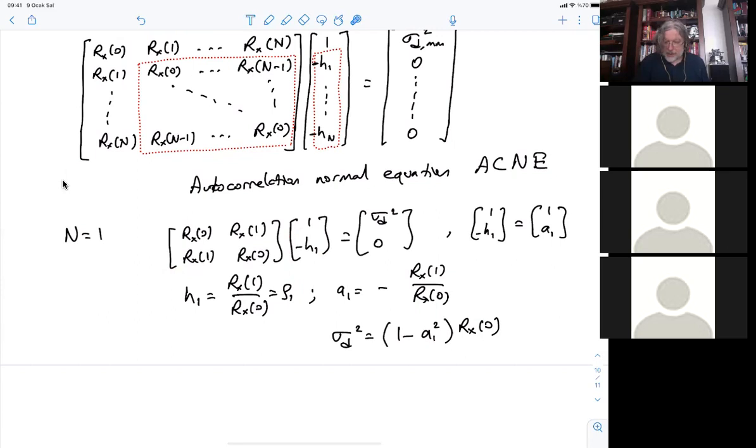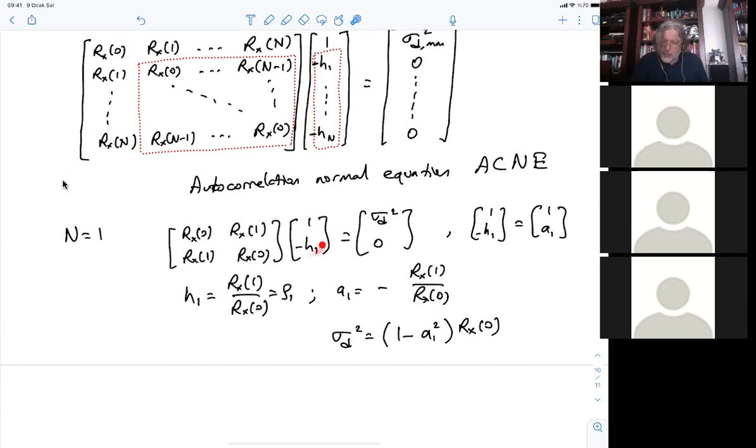filter coefficients? This is only one filter coefficient. If you put two of them, it will correspond to a 3 by 3, and a length 3 vector is equal to a length 3 vector consisting of sigma d square, 0 and 0. Now, there is a way to come up with an update of H. From the previous H's to the current H, there is an update.